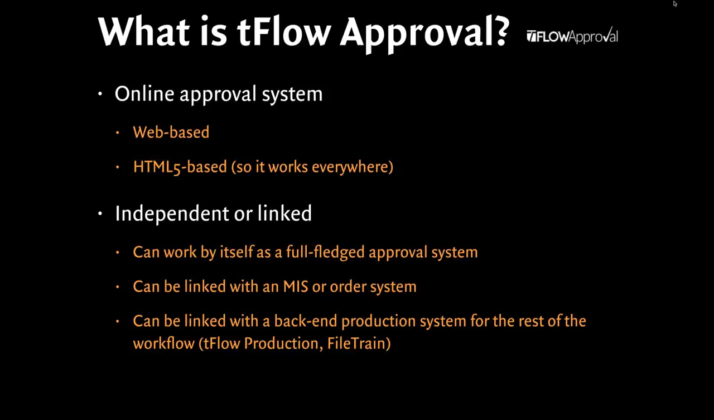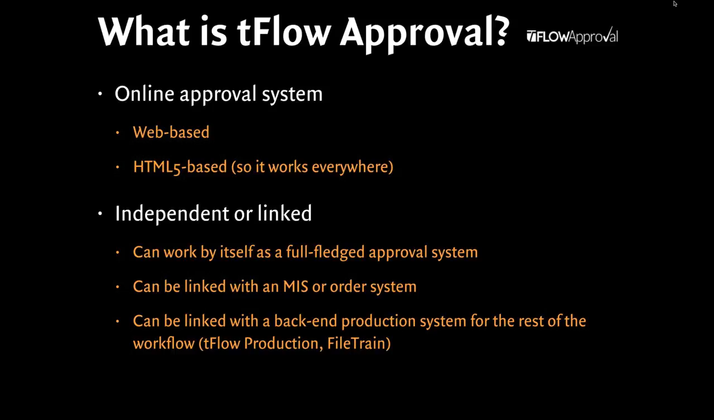The second way this can interact is the fact that it can be linked to a backend production system. The purpose of an approval system is that at some point there is an approved PDF file that comes out of it, a version of the file that is actually blessed by the client or clients that need to approve it. That file can automatically be placed into a folder where it could be picked up by some other production system like FileTrain, for example, or it can be automatically sent to Tflow Production.